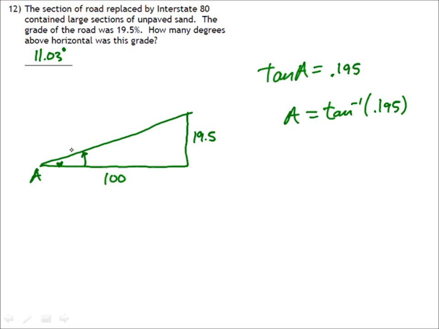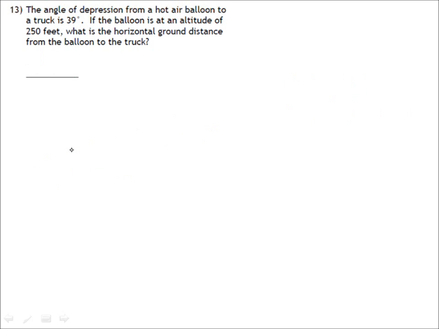Last question that we're going to do together is number 13. It says the angle of depression from a hot air balloon to a truck is 39 degrees. All right, so let's say that this is our hot air balloon, and the angle of depression. Okay, the angle of depression from a hot air balloon to a truck is 39 degrees.